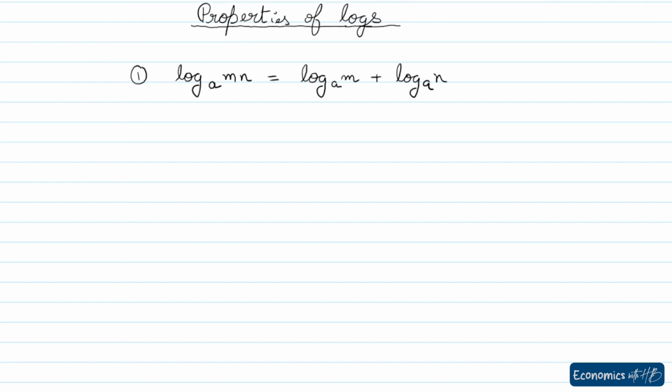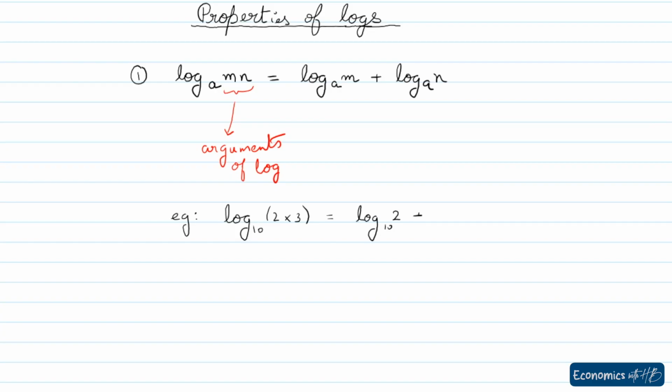Here m and n represent the arguments of log. These can be any positive number or variable. Also, it is important to note that the normal log base is taken as 10. If it's natural log, the base is taken as e, which is the Euler's number. Let's take an example. If we are given log 2 into 3 to the base 10, we can write this using the above property, that is the product rule, as log 2 to the base 10 plus log 3 to the base 10. Here m and n are 2 and 3 respectively, and the base is 10.